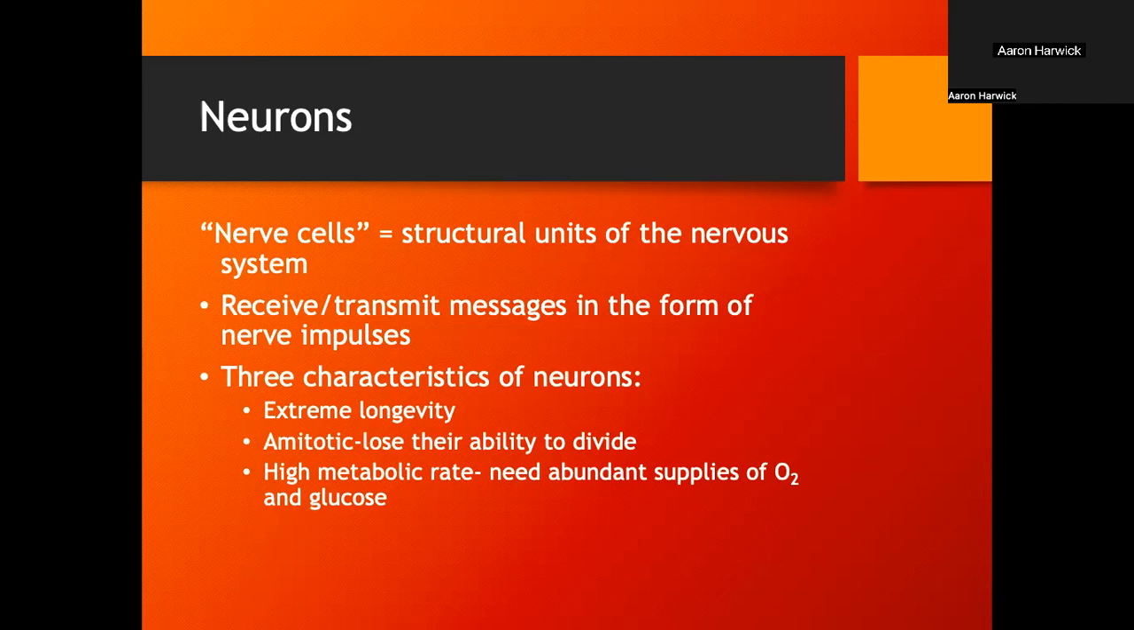And they have an extremely high metabolic rate. They need an abundant supply of oxygen and glucose. Glucose is the main fuel source for your central nervous system, so you need carbohydrates and glucose to be able to basically think and conduct nerve impulses. And it uses a high amount. About 25% of your daily calorie intake goes towards supplying your neurons.